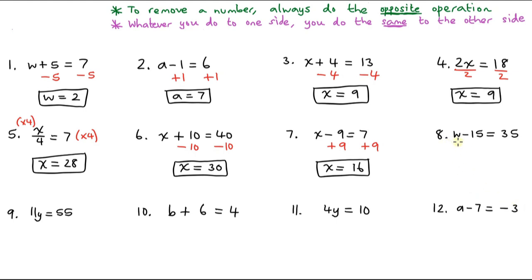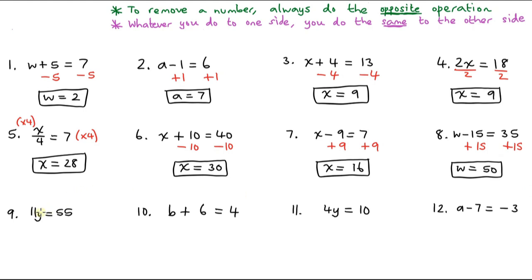Question number 8. w minus 15 is equal to 30. We want to get rid of this minus 15, so we need to add 15. So let's add 15 to both sides. And we're left with w on the left. And on the right, 35 plus 15 is equal to 50. So w equals 50 is our answer.